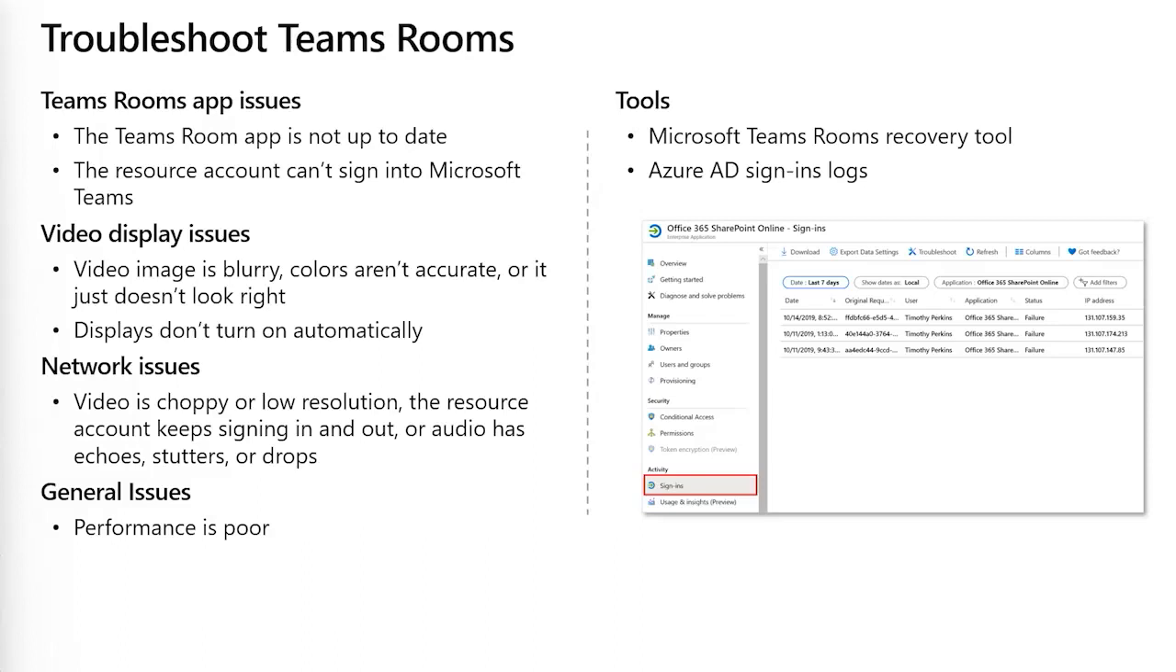What if the video is choppy or low res, or the resource account keeps signing in and out, or audio has echoes, stutters, or drops? In that case, make sure you're bypassing the proxy server and verify the appropriate firewall ports are open for Microsoft Teams. Do not use wireless networking because it's unsupported with Teams Rooms. If you're using wireless networking, switch to a physical Ethernet cable.